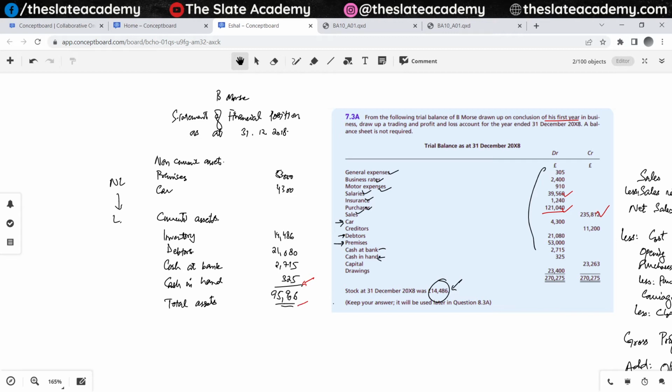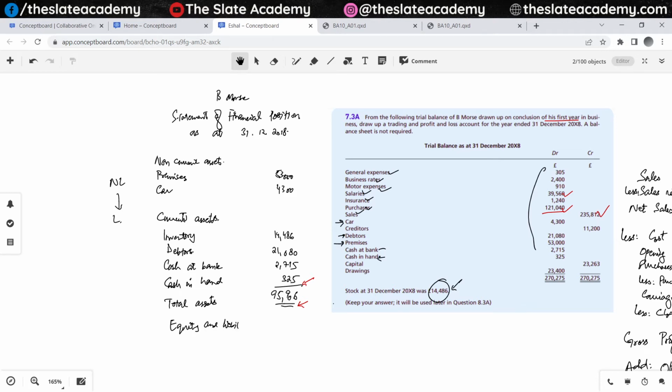this double line below some amount, it means this amount is not going to get added in the things below it. Okay, this is the sum total. Acha, so this is the total asset side. The other side of the statement of financial position, if you remember, that is equity and liabilities.